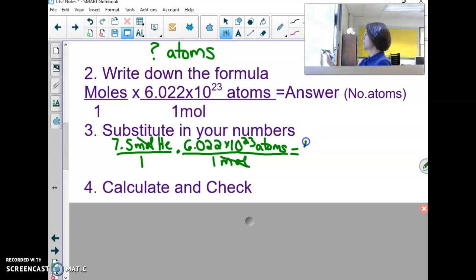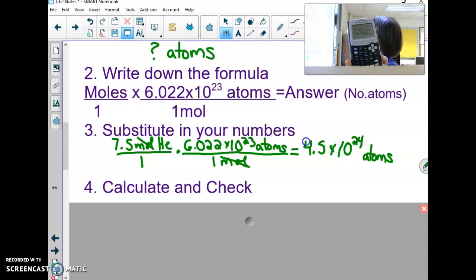Okay, so if you got 4.5 times 10 to the 24th, and then my unit is going to be atoms, you are correct. So let's talk about calculator readouts a little bit. Probably can't read that, but if you notice, mine said 4.5165E24, and the E means 10 to the power of. So it's times 10 to the 24th atoms. And again, just a quick reminder on sig figs, I have 2 here, so I get 2 there.